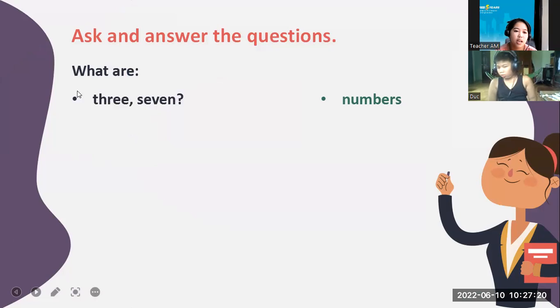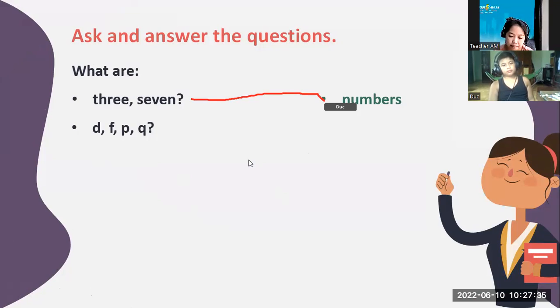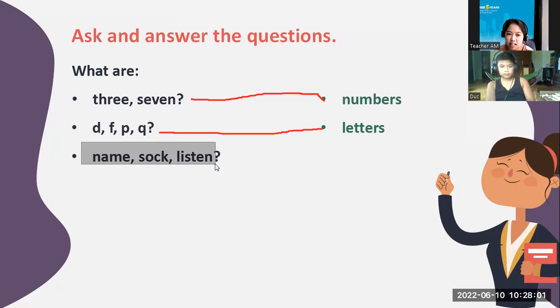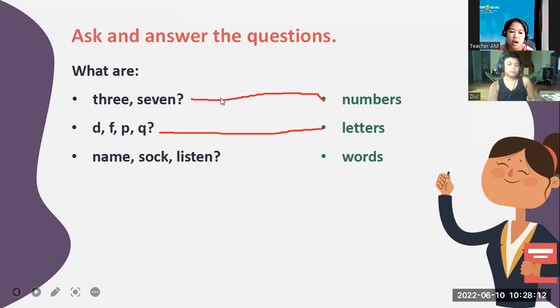Okay, so here, what are 3 and 7? They are? Number. Okay, they are numbers. What about DFPQ? What are they? Is letter. Okay, it's letters. Very good. What about this one? Name, sock, and listen. What's this? What are name, sock, and listen? Question. Okay, this is words. Yeah, it's words. Okay, what about this one?